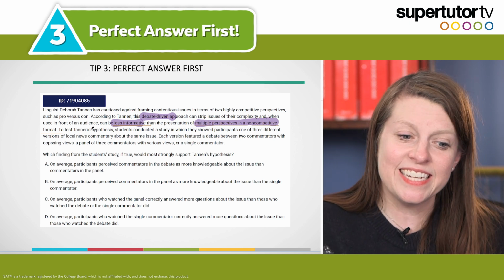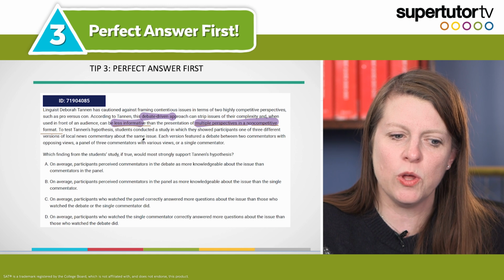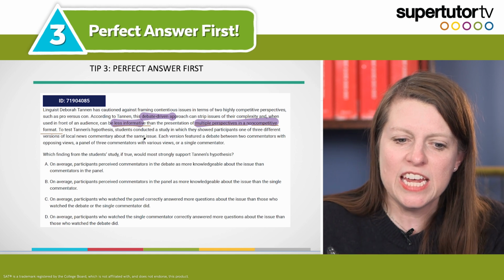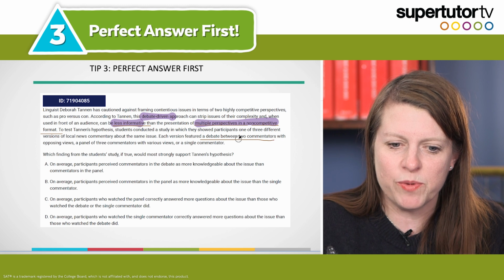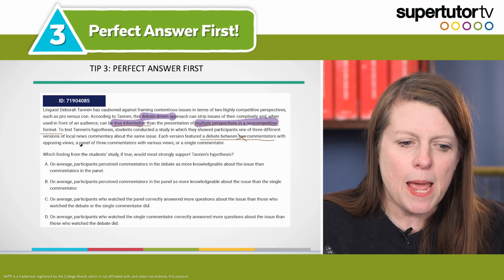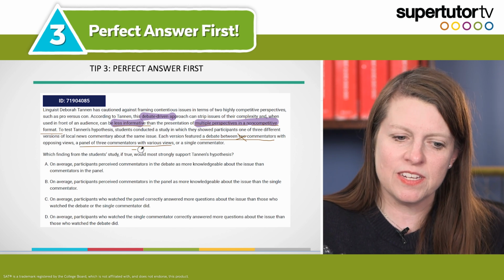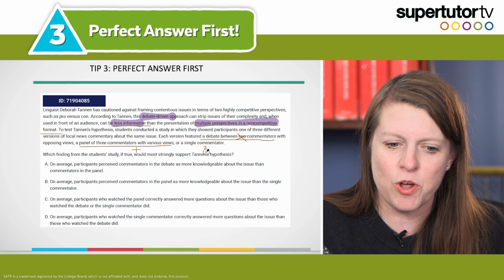To test Tannen's hypothesis, students conducted a study in which they showed participants one of three different versions of a local news commentary about the same issue. Each version featured, we got three options here, a debate between two commentators. Okay, so we know that's going to be bad and not informative, right? With opposing views, a panel of three commentators with various views. This is going to be good and informative, or a single commentator. I have no idea what that's going to be. It's out of scope.